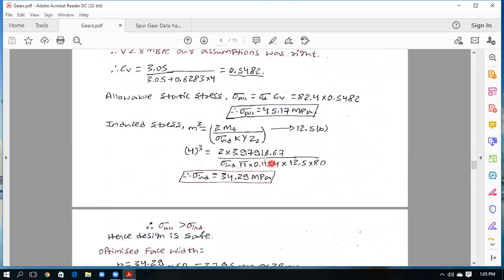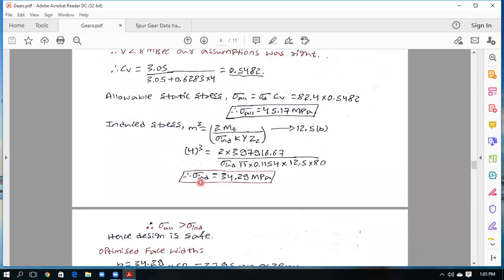It is 0.1154, Z2. Why? Because you are designing it for the weaker member, that is Z2. Otherwise, if you are designing it for the pinion, at that time you have to take Z1. Substitute that. From this, the induced stress you will get is 34.29 megapascal.